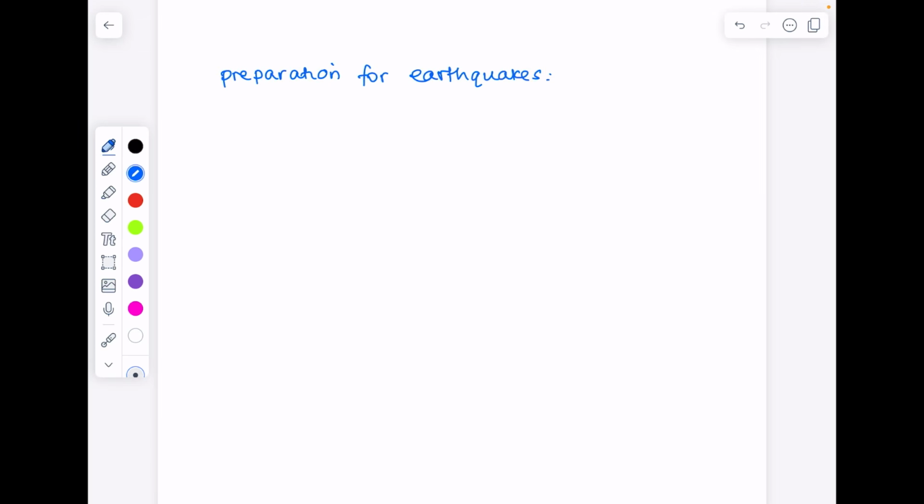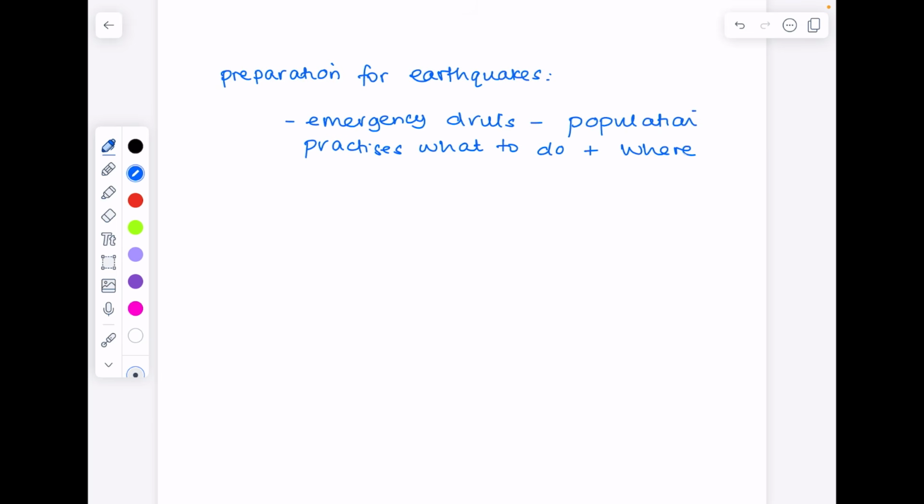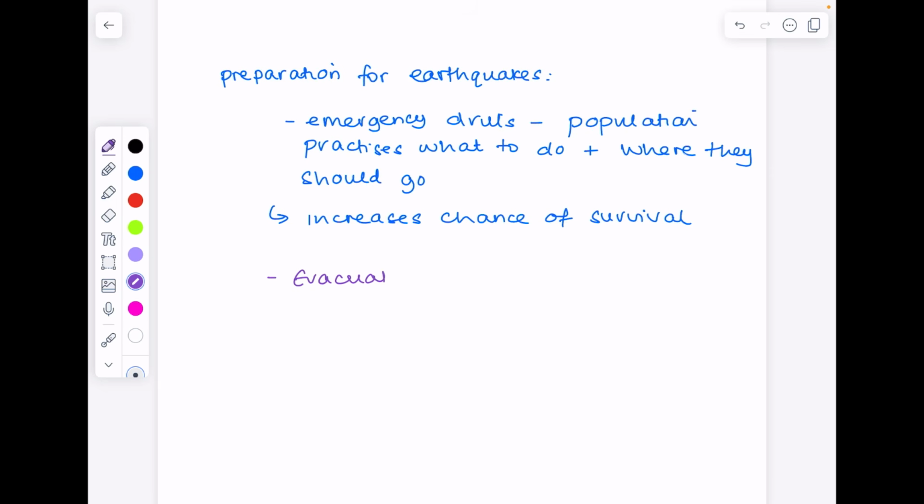As well as building design, governments can carry out emergency drills. This involves the population practicing what to do in the event of an earthquake. Also involves telling them where they should go. The purpose of this is to increase the chance of survival. Also key are evacuation plans. These are shared with the population. Again, so that people know what to do in the event of an earthquake.